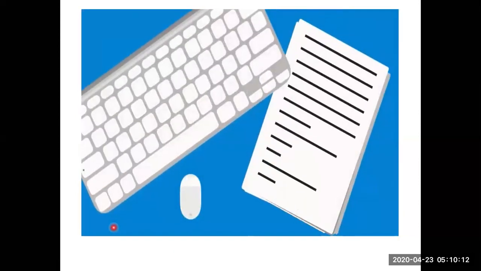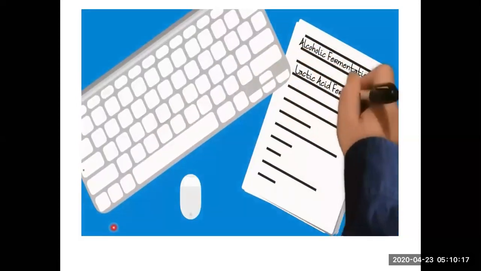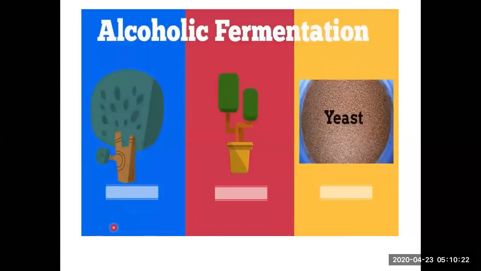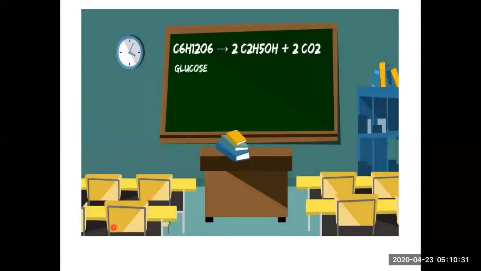There are 2 types of fermentation: alcoholic fermentation and lactic acid fermentation. The first type, alcoholic fermentation, occurs in plants and yeast whenever oxygen is not present. The cell takes glucose, technically pyruvic acid, and it is converted into ethanol, which is a type of alcohol, and then some carbon dioxide and energy. This is how many wines and beers are created.